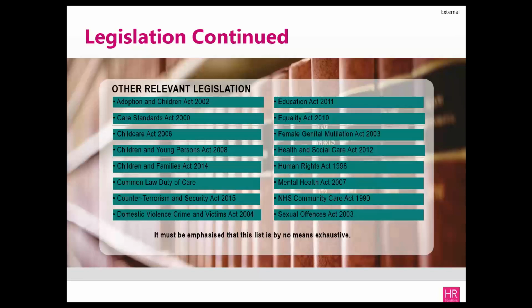It's going to be very difficult to draw down all of these pieces of legislation and know them back to front, but just be aware there are others. Depending on your industry and what sector you're from, it would depend on which legislation, which act, you would probably need to consult.